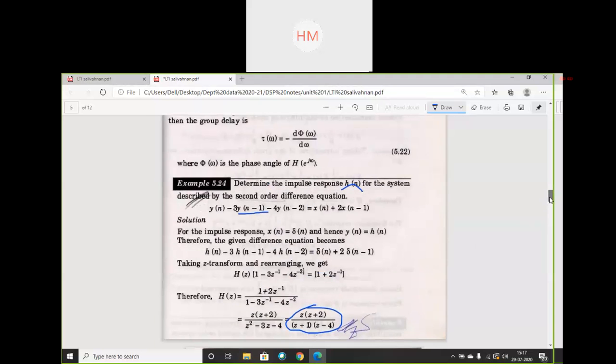So H of z upon z, we got this. Now H of z, I will multiply by this z over here and I will get this equation. Now I will directly take the z transform of this equation. Why am I doing so many steps? Because I have to find the impulse response h of n for the system described by the second order difference equation. A difference equation consists of output as well as input.